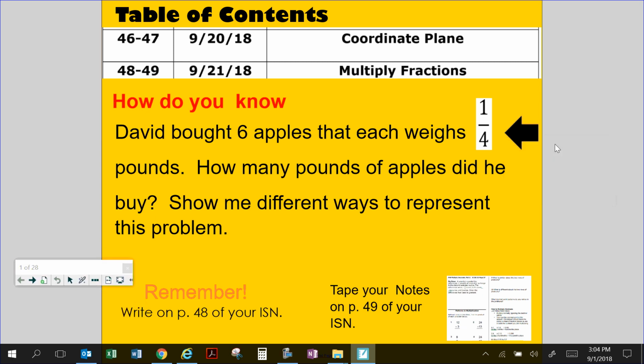Welcome. This video is over how to multiply fractions using grids. So let's look at our number routine. David bought 6 apples that each weigh 1/4 pound. How many pounds of apple did he buy? Show me different ways to represent this problem.